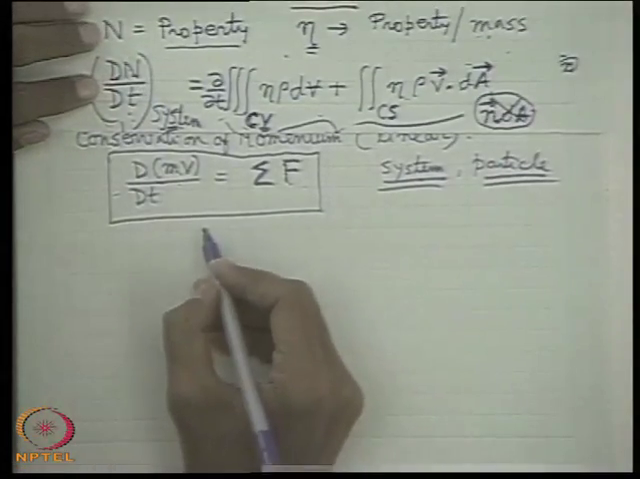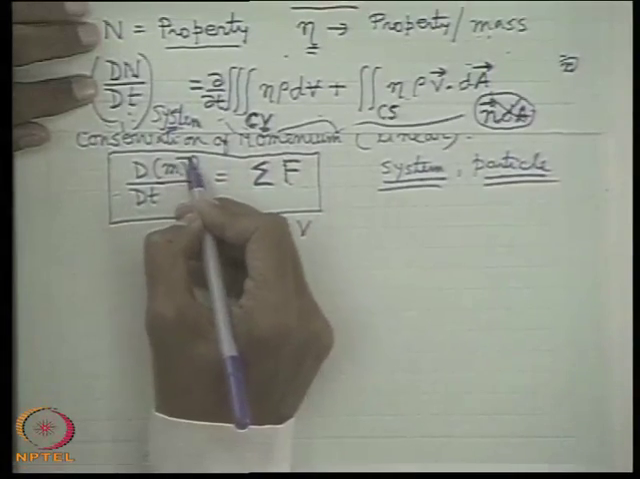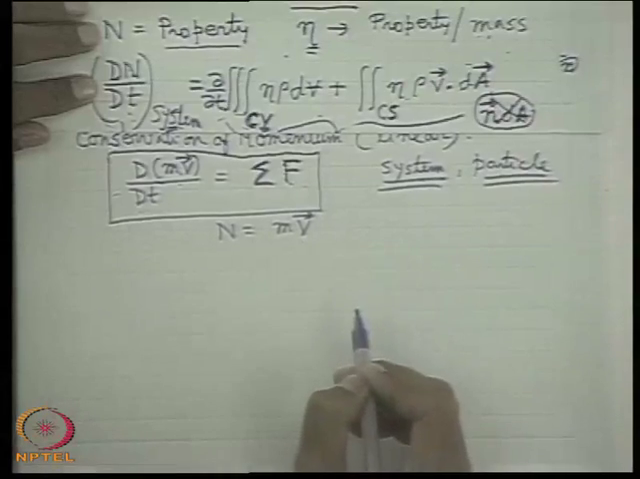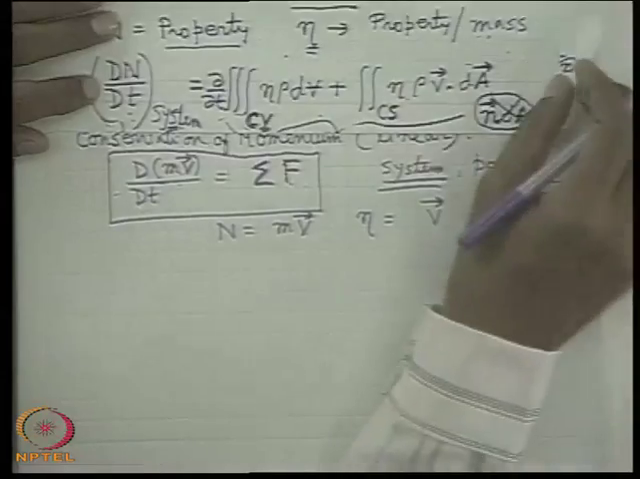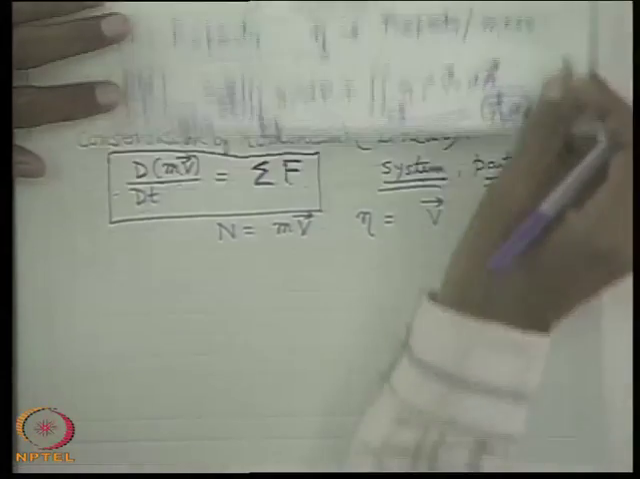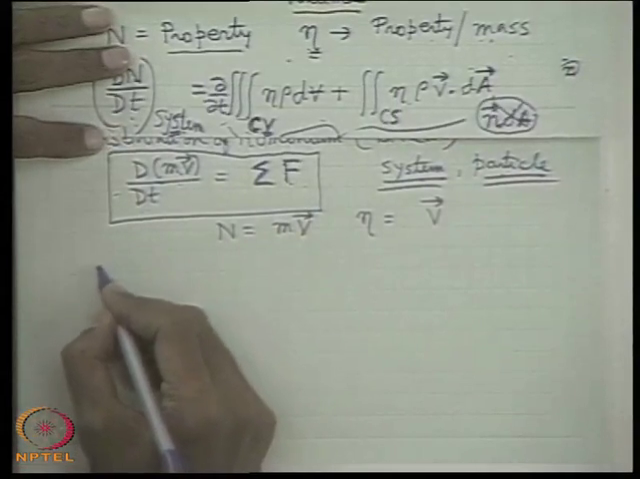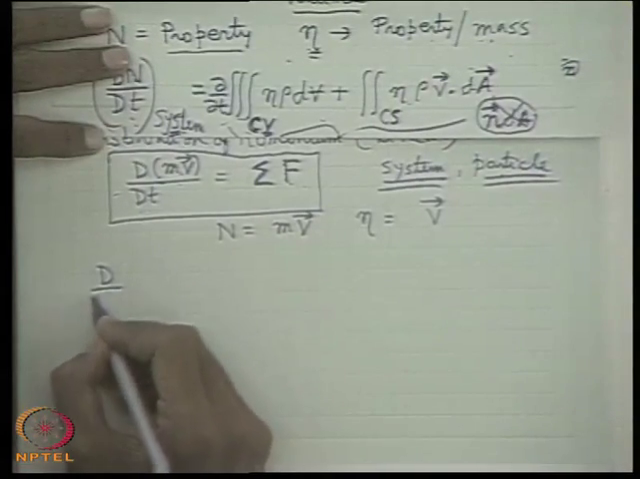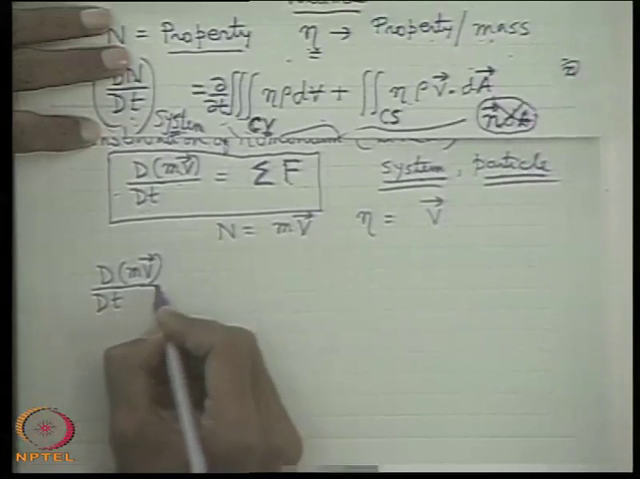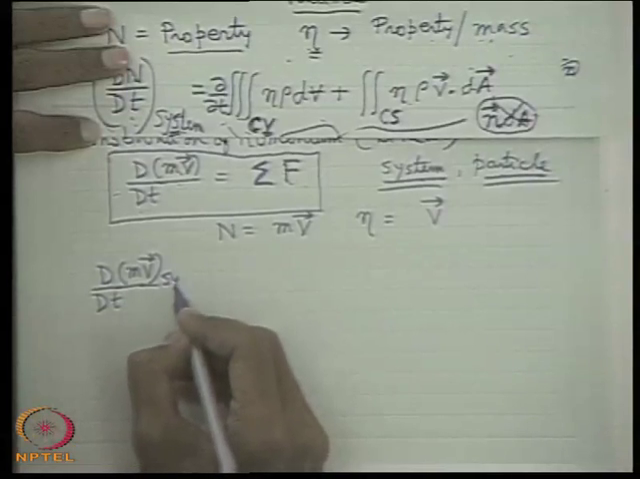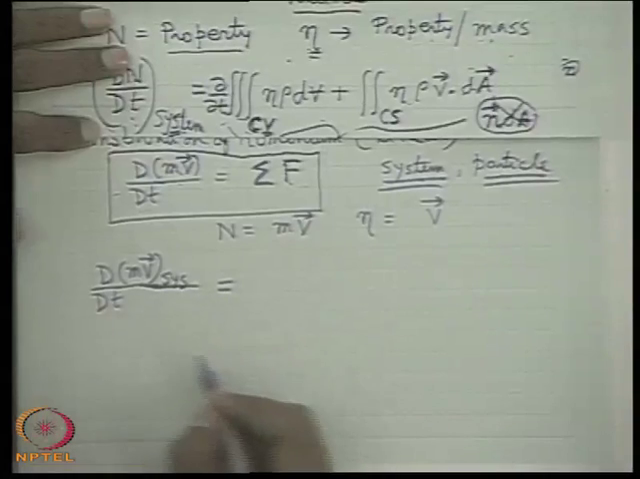Now the routine work is like that. What is eta in this case? It is the momentum. Let us denote the momentum with a vector, so v is a vector momentum. So what is eta? It will be simply the velocity vector v, because by definition eta is the property per unit mass. In this equation you have to know all the nomenclature. So therefore we can simply write d/dt of mv for a system.